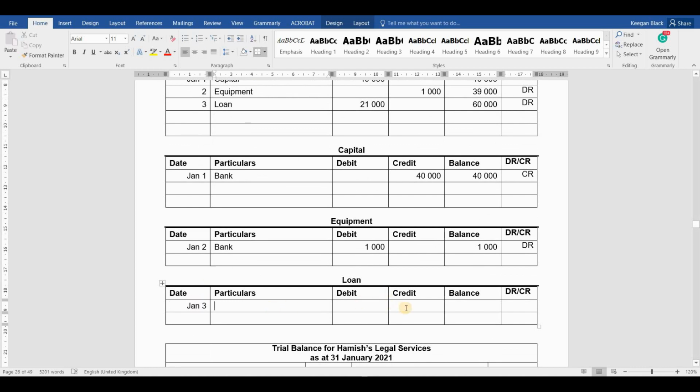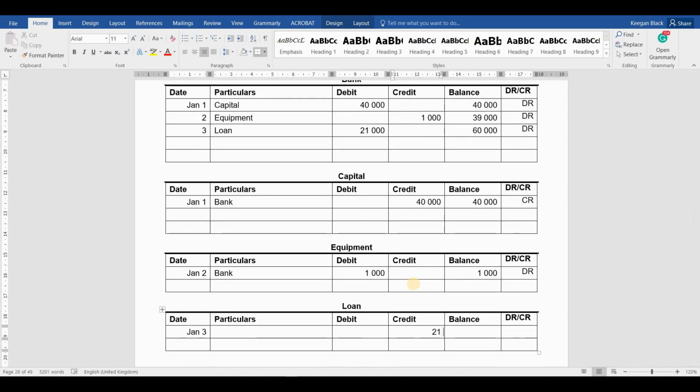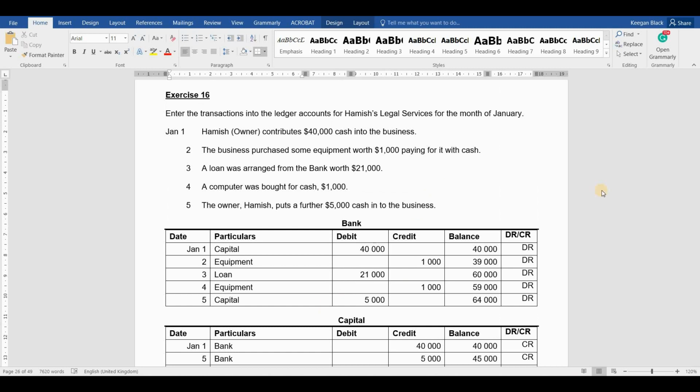In the loan account, we have loan, which is liability. Liability sit on the credit side of the accounting equation, and because we're increasing it, we're going to do the same, which is credit for 21,000. That gives us a balance of 21,000 credit, and the other account that we used was bank. That is how we do ledger accounts. If you would like to, you can go through and do transactions 4 and 5. It might be good practice for you.